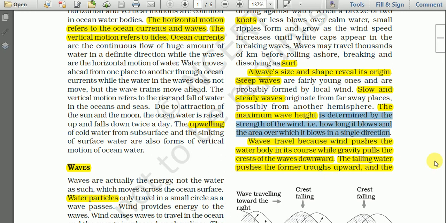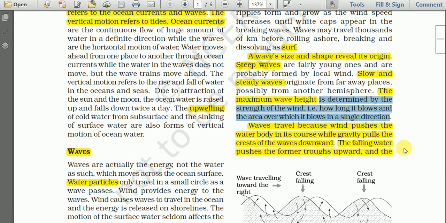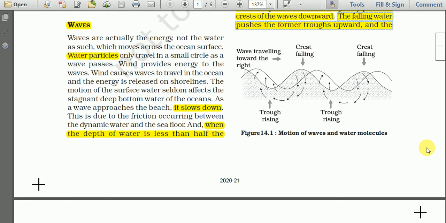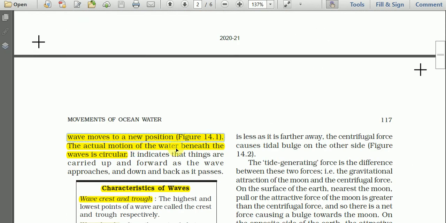So the maximum wave height is determined by the strength of the wind. That is how long it blows and the area over which it blows in a single direction. So the greater the wind speed, the larger the height of the wave. So waves travel because wind pushes the water body in its course, while gravity pulls the waves downwards. And the falling water pushes the former trough upwards, and the waves move to a new position.